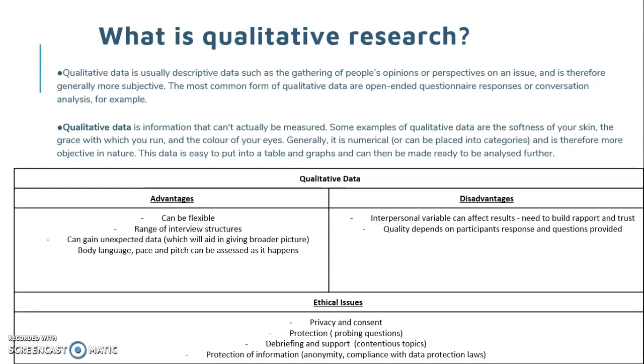So, advantages and disadvantages of qualitative data. Advantages are, the data can be flexible. There can be a range of structures when you're performing analysis. You can gain data that you didn't expect, which will aid in giving you a broader picture. And when you are analyzing, body language, pace and pitch of voices can be assessed as they occur. This can aid in finding out what you want to find out from people.